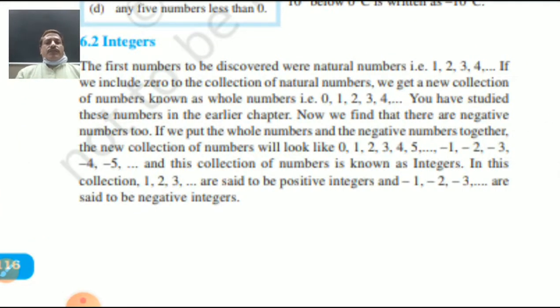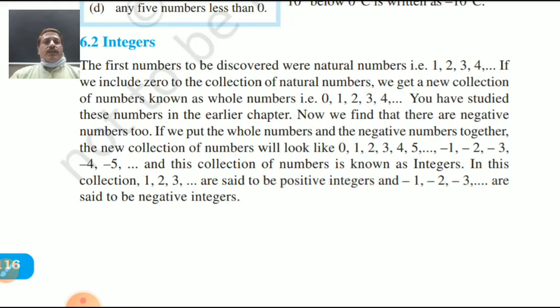The first numbers to be discovered were natural numbers, that means 1, 2, 3, 4, etc. If we include 0 in the collection of natural numbers, we get a new collection of numbers known as whole numbers. We already discussed this in our previous chapter. So that means whole numbers are 0, 1, 2, 3, 4, etc. Very good. But you have studied these numbers in the earlier chapter.